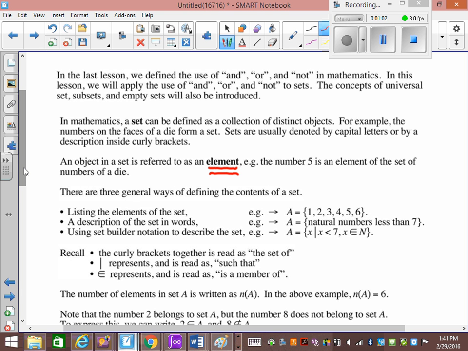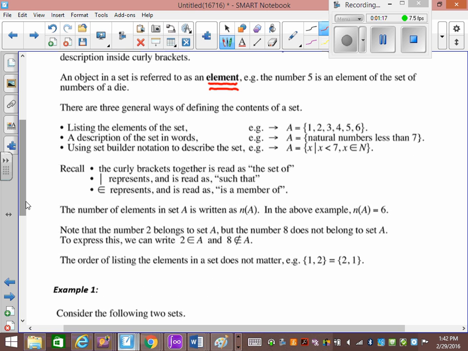There are 3 general ways of defining a set. Listing the elements in the set, so like on the die would be 1, 2, 3, 4, 5, or 6. Or you can give a description. So the natural numbers less than 7 would be the same as 1, 2, 3, 4, 5, and 6, right? Most people like just listing the numbers.